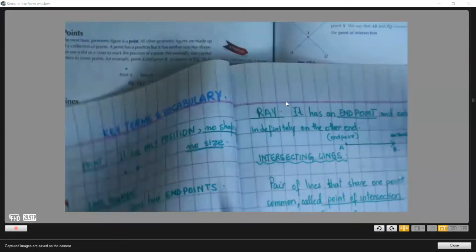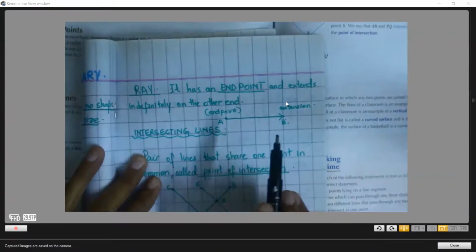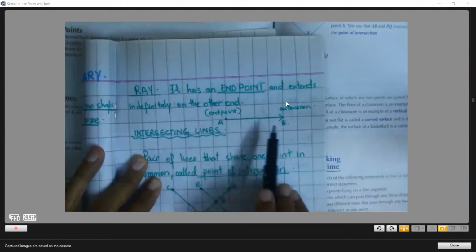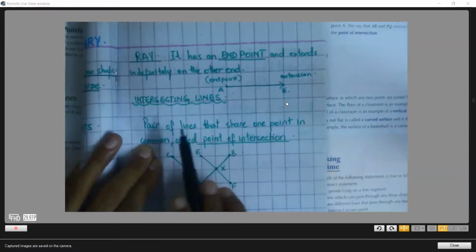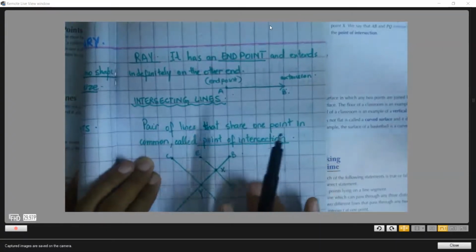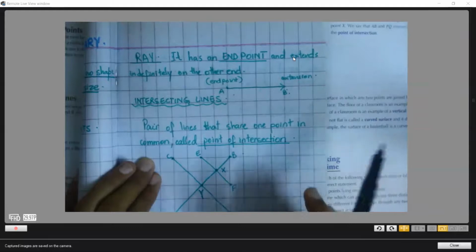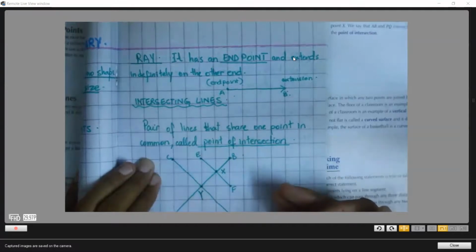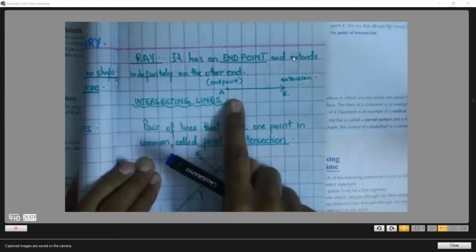Now, a ray is different from a line in that it has only one endpoint and the other end extends indefinitely. So remember, a ray has an endpoint and extends indefinitely on the other end. You are not required to learn these definitions by heart, but you should understand them. If anybody uses these terms, you should know what they're talking about and what exactly it means in mathematics.